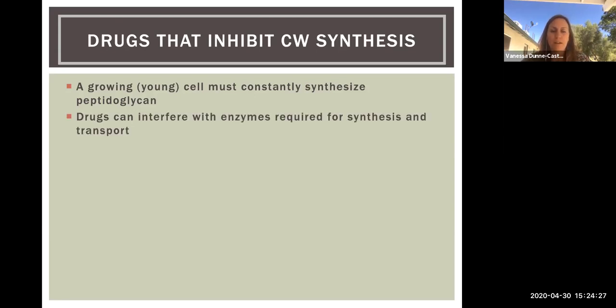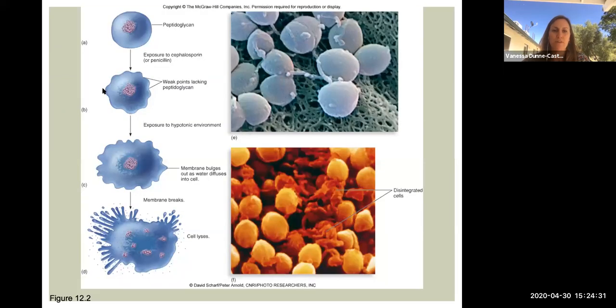These drugs interfere with enzymes required for the synthesis and transport. And again, here's this concept that if you just put something like penicillin or cell wall targeting drugs on this population, you will not see the lysis of these cells in that moment. But as these cells grow and divide, they're developing more peptidoglycan that now will have weak points because of the inhibition of synthesis.